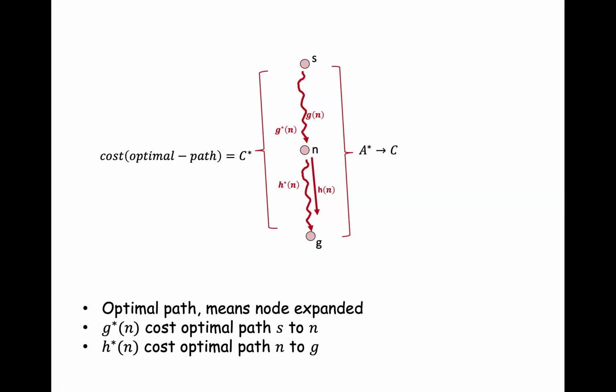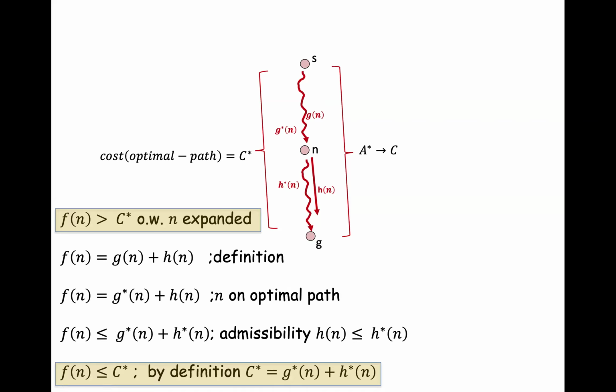So let's imagine we have a g star of n, and g star is that portion of the cost optimal path that goes from our start state S to that intermediate node N. And let's imagine we have an h star of n, which is an estimate of the cost optimal path of that distance between that intermediate node N and our goal G. Okay. So we start out and imagine our f of n is greater than C star, our optimal cost path. Otherwise, n would have been expanded. So what I mean by that, and this is in the book, is that it has to be greater than our optimal cost path because n would have been expanded otherwise, right?